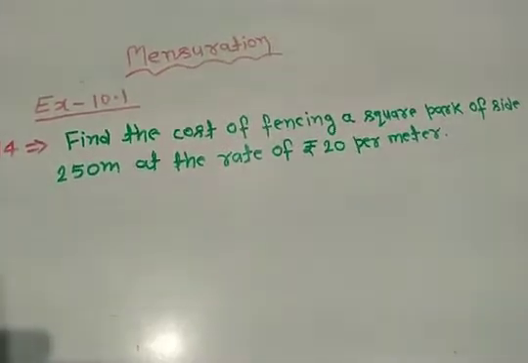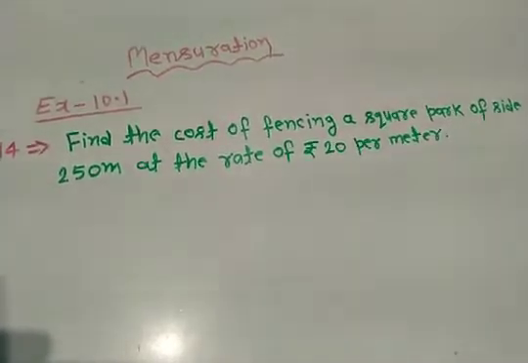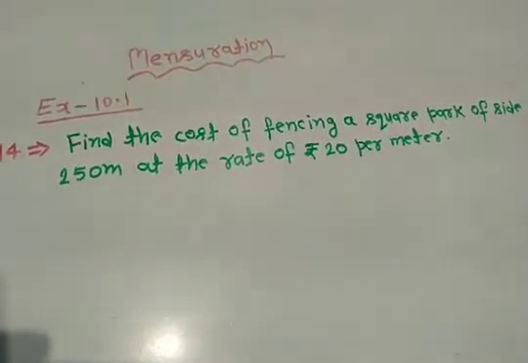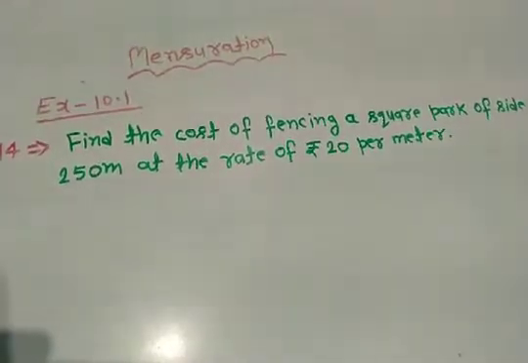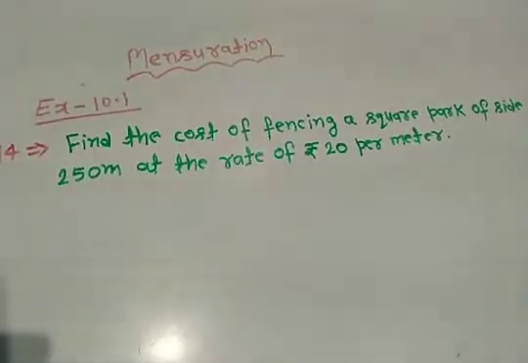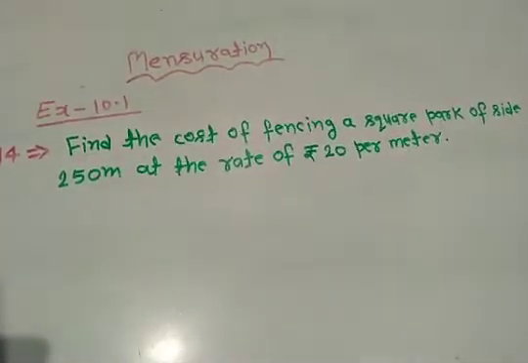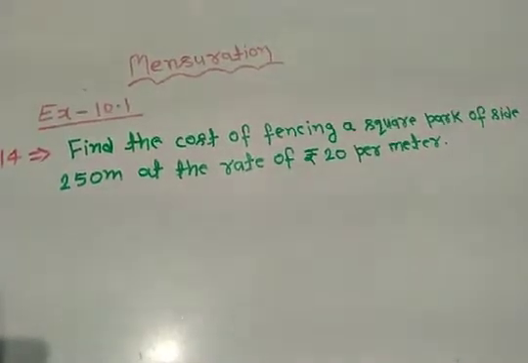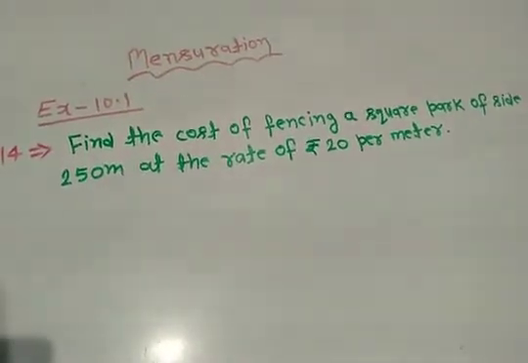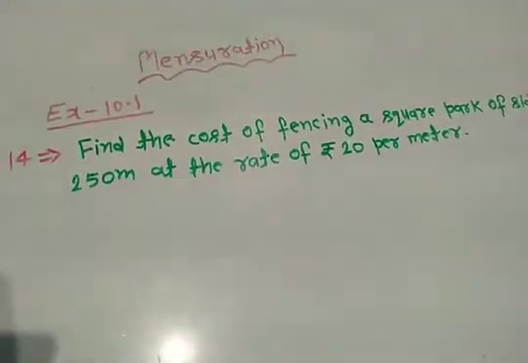Okay, and here it is given 20 rupees per meter. It means that the cost of fencing of 1 meter is 20 rupees. So we have 1000 meter. So the cost of fencing of 1000 meter is equal to what? 20 into 1000, which is equal to 20,000 rupees. Okay, so I hope all of you understood how to solve it. Now we are going to solve it.